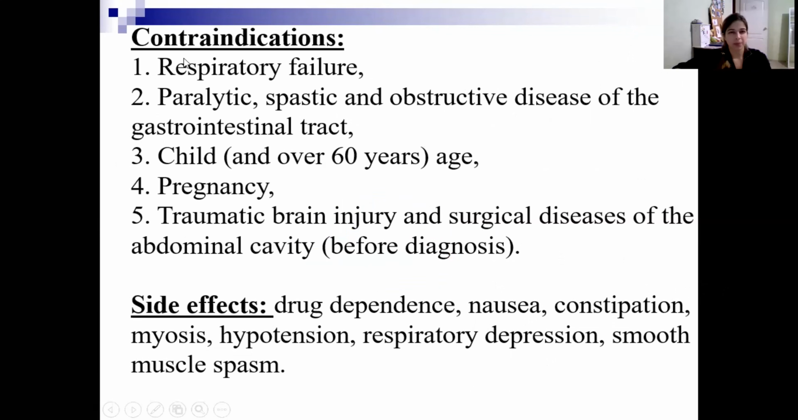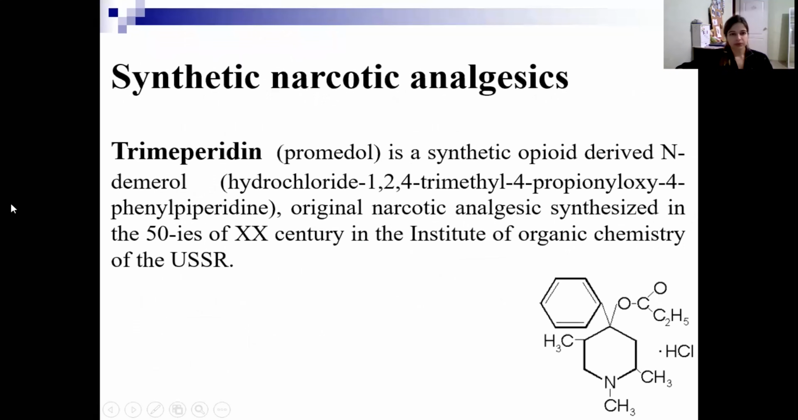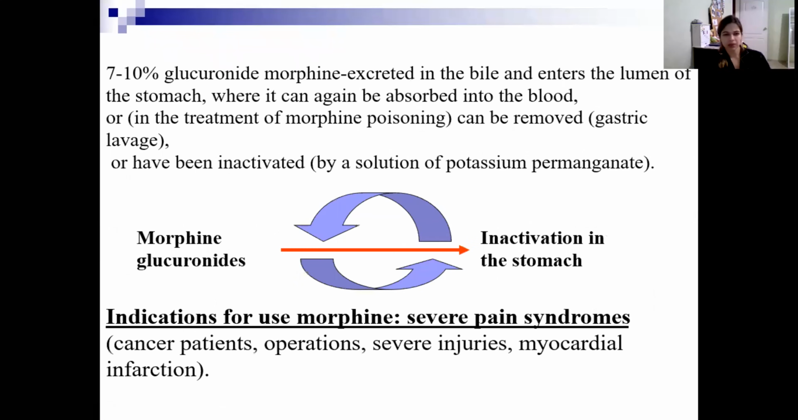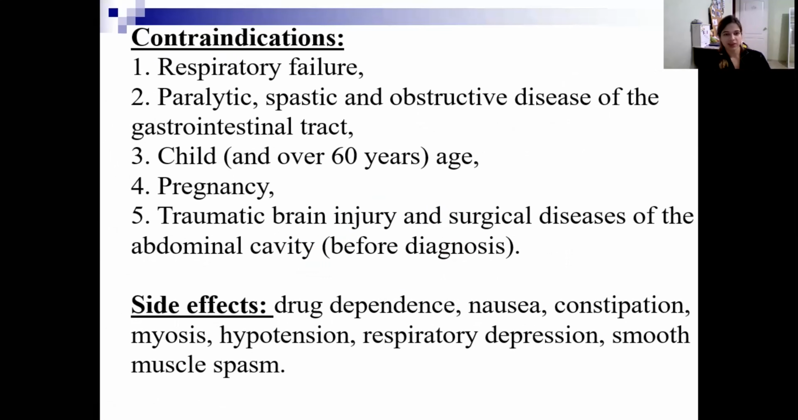This is an indication. The contraindications, of course, I think everybody understands: if you have any problems with respiration, morphine will worsen them. Then paralytic, spastic, and obstructive disease of the GIT, of course, because it stops the activity of the GIT, so if it is already weak, we will make it worse. Also for children and elderly people, in pregnancy, in traumatic brain injury and surgical disease of the abdominal cavity. No, sorry. Get back. Where are we?